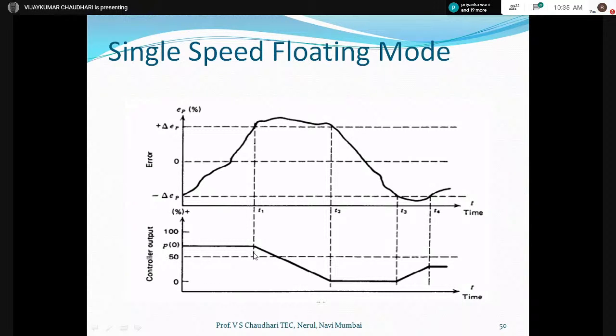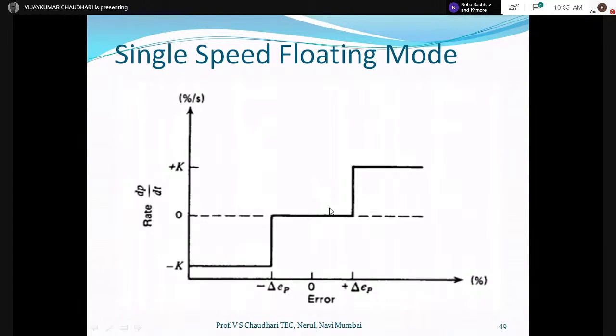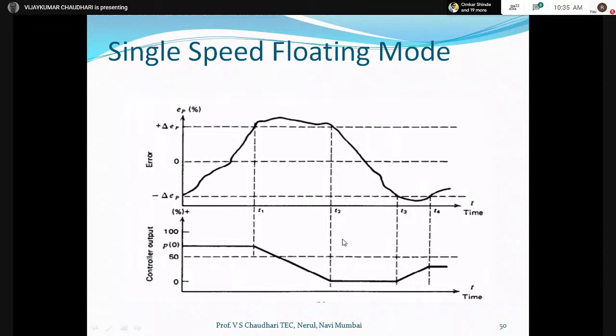When the error is between minus delta EP to plus delta EP, we can't predict the output, and it just floats. It just takes the previous value and continues with it. So that's how this is single speed. This rate of decrease is exactly equal to this rate of increase. So this is minus k and this is plus k. dp by dt is equal to minus k here and plus k here. So this is single speed.